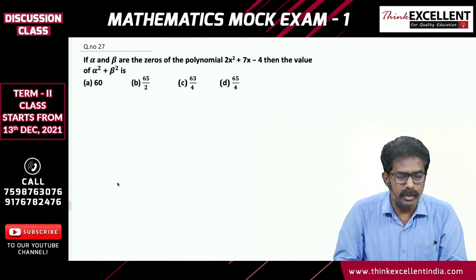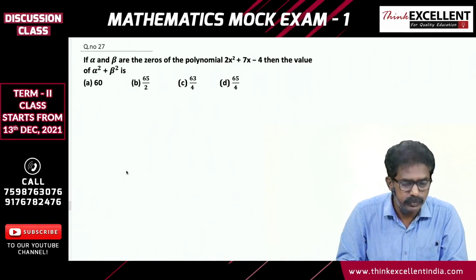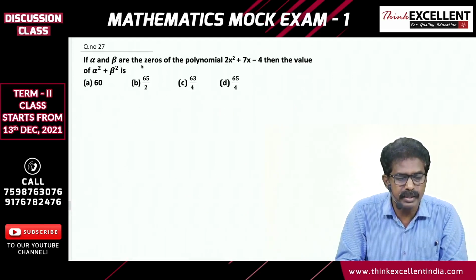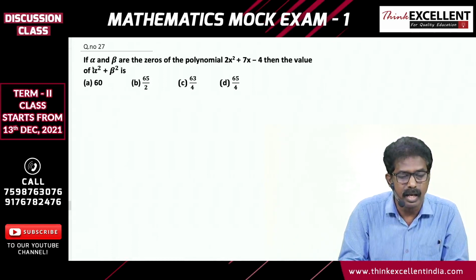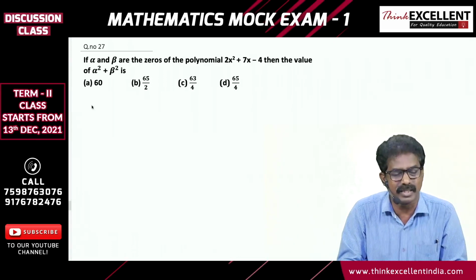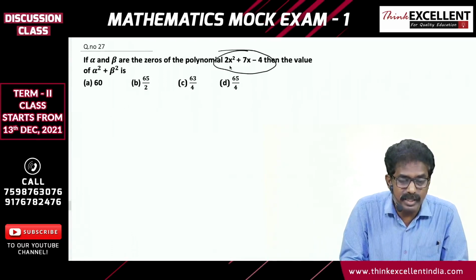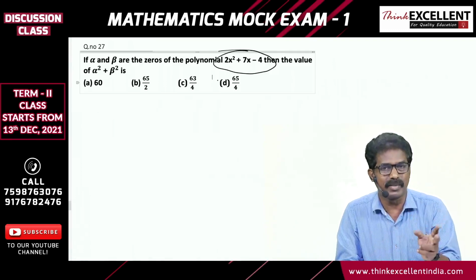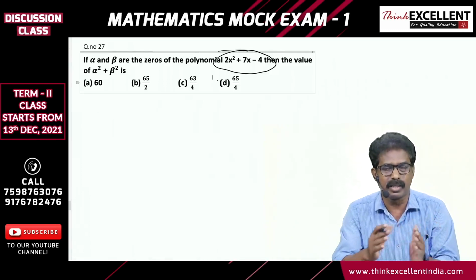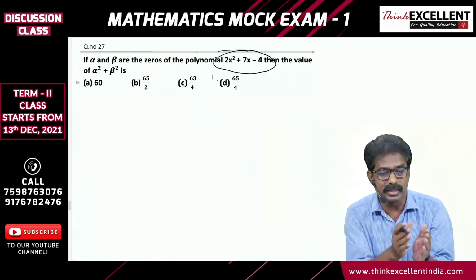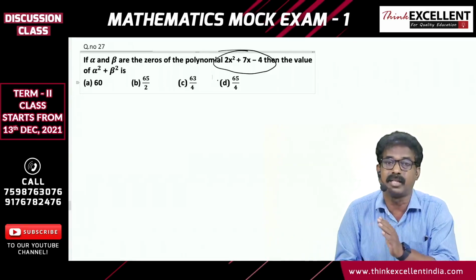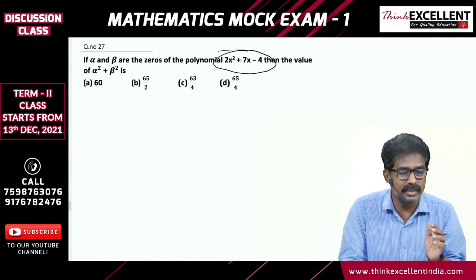Now let's move on to question number 27. Alpha and beta are the zeros of the polynomial. Alpha square plus beta square they asked. Always check whether it is in the correct form. Earlier we already experienced one sum with x and y, then y and x, so be very careful. See the order: x square, x, constant. First make sure. Yes, it is in the correct form.